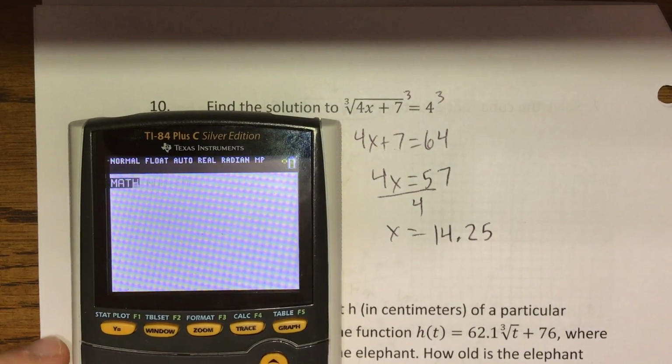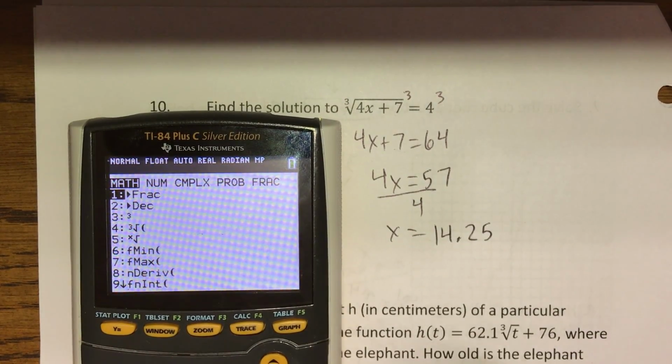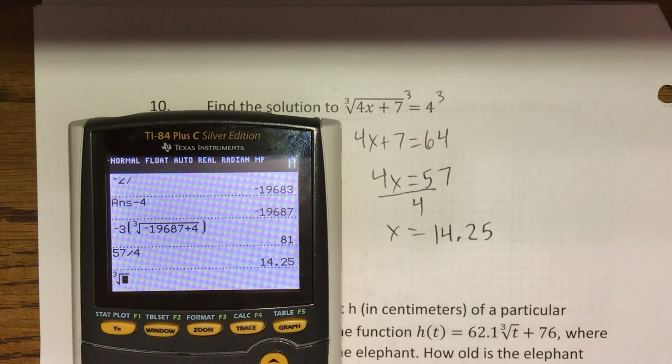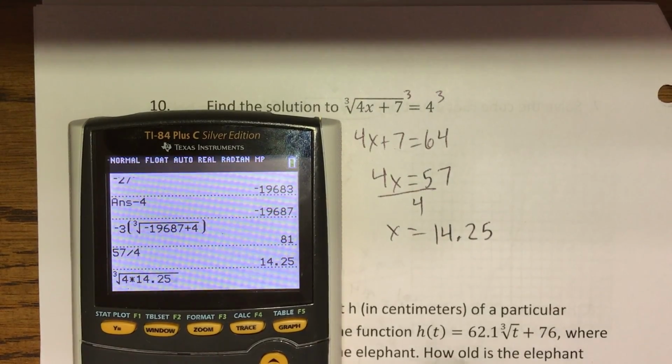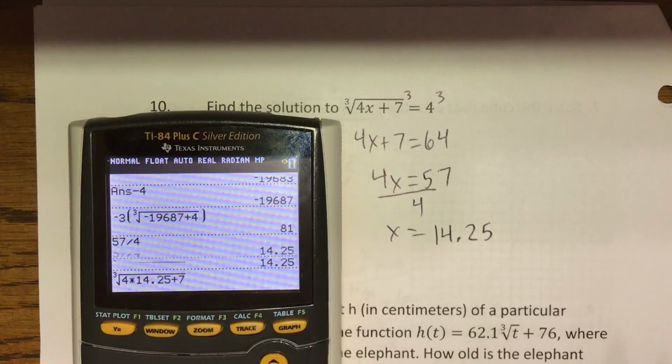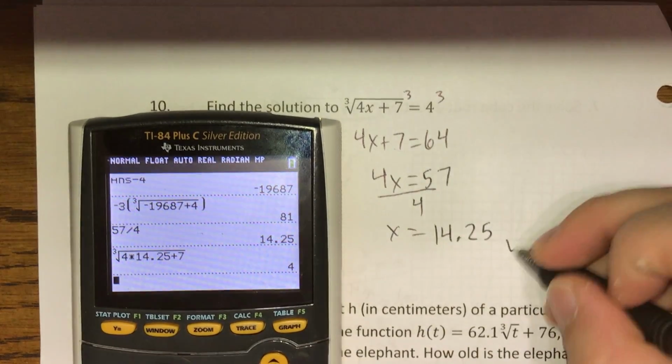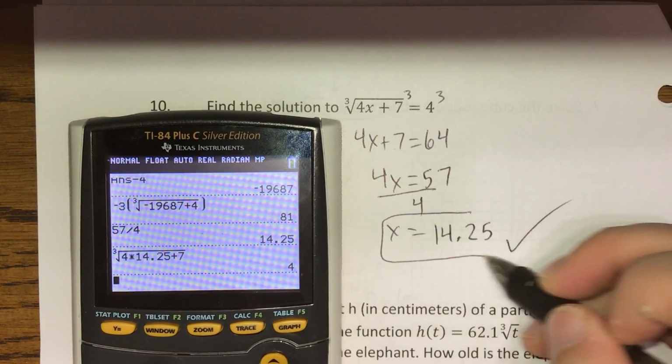And so again, we'll go math 4, that 4th option. 4 times 14.25 plus 7. It does equal 4, so it checks.